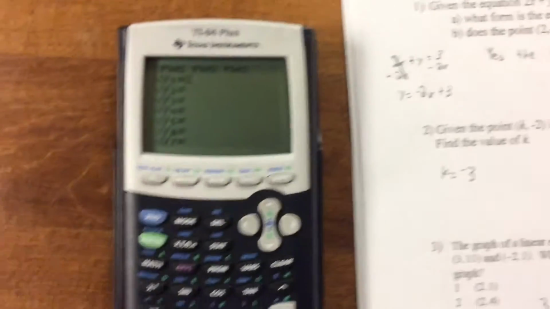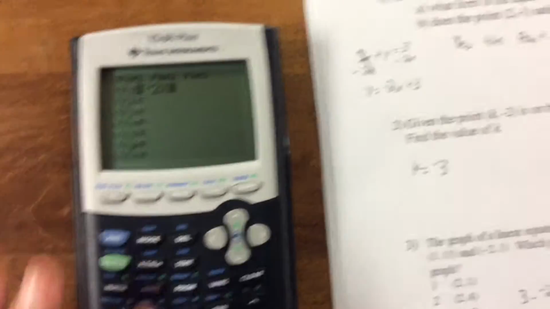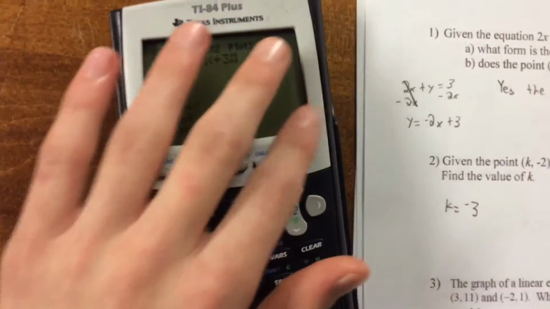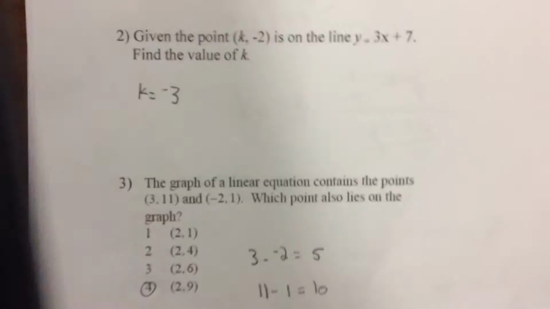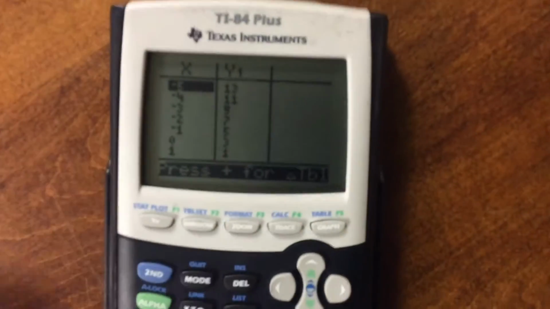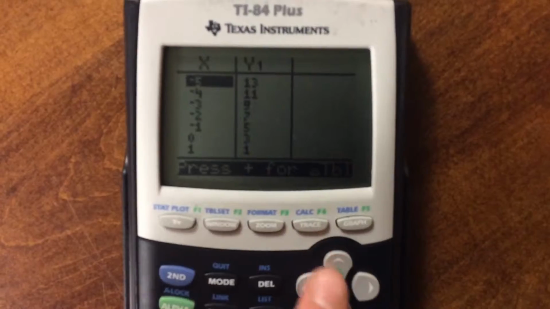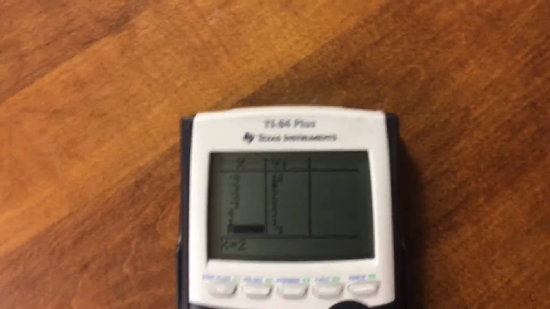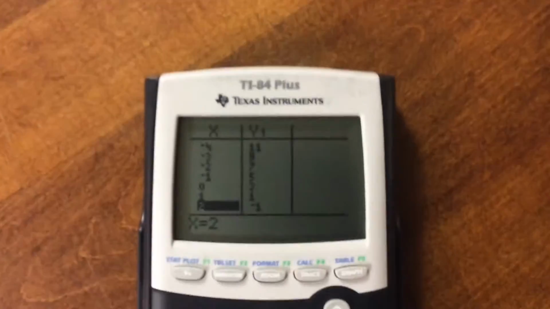Then you would put that in your calculator. So we'll go to y equals, and you would put negative 2x plus 3. Then you would click second graph, and you would get the table. To find if the point 2, negative 1 satisfies the equation, you would look for 2, negative 1 on the table. Since the point 2, negative 1 is on the table, it satisfies the equation.